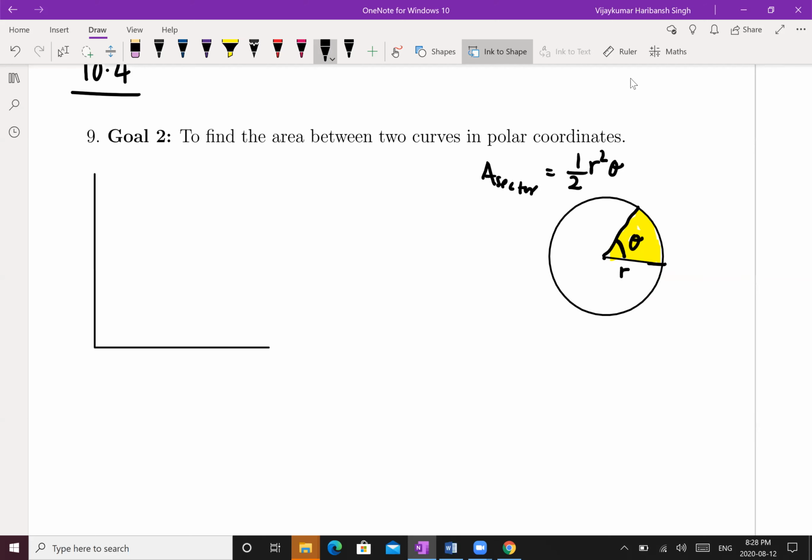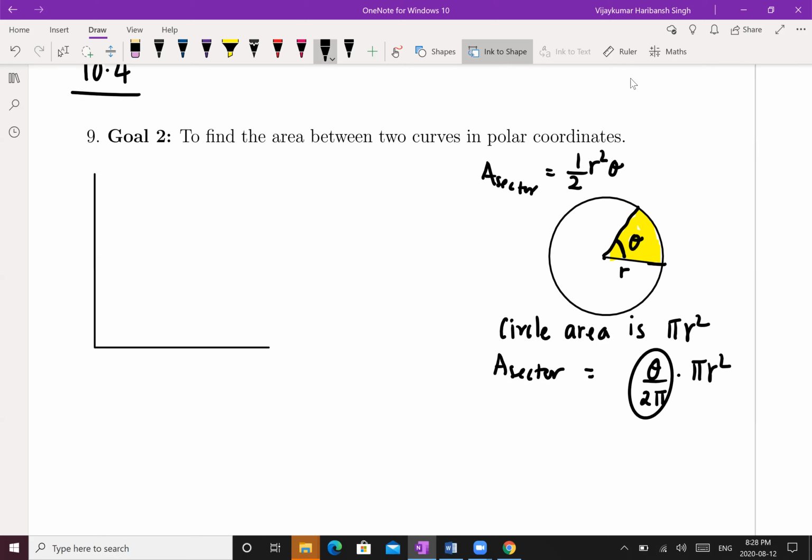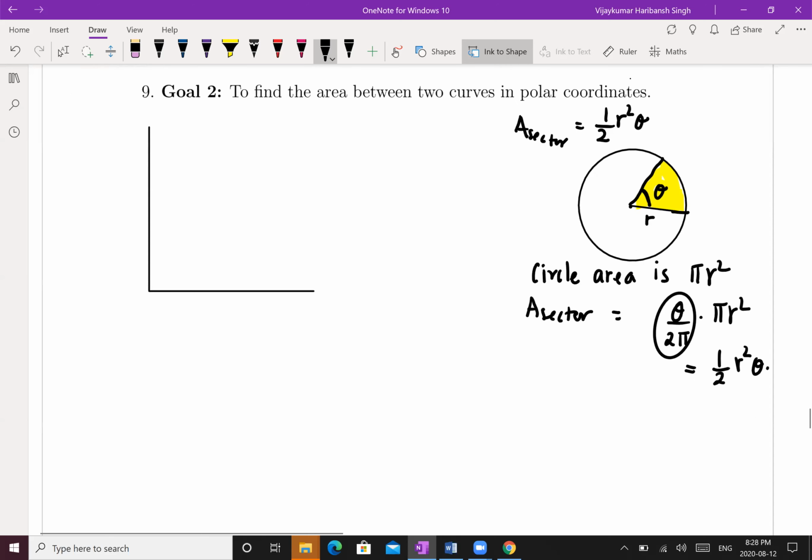The total area of a circle is what? Circle area is pi r squared. So the total angle is 2 pi. If you just want the one with the theta, you're taking a theta upon 2 pi slice of the whole area, which is pi r squared. So it's going to be the area of the sector. It's basically the ratio theta by 2 pi of pi r squared, which gives half, pi and pi cancel, r squared theta. So this is the area of the sector.